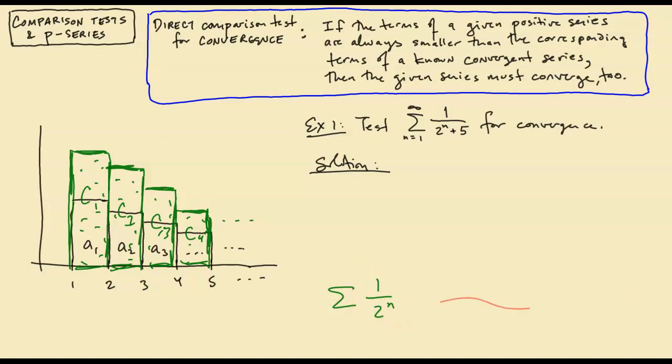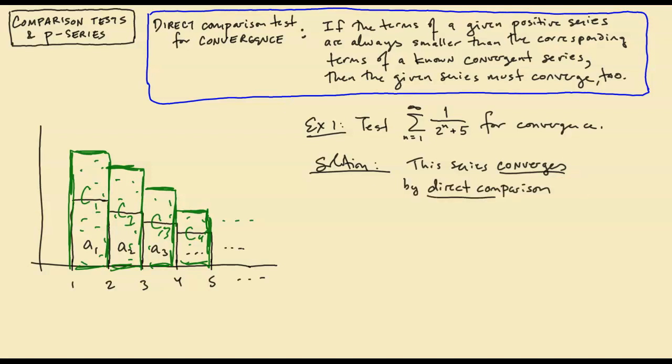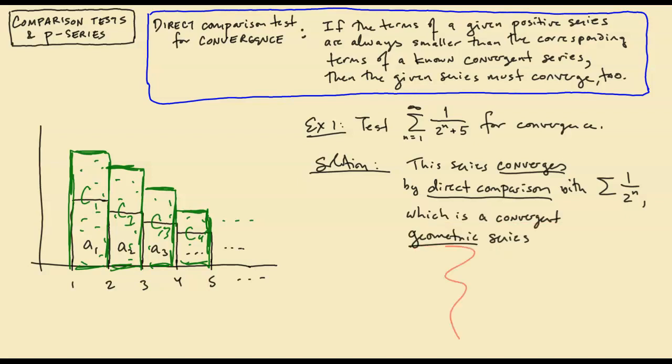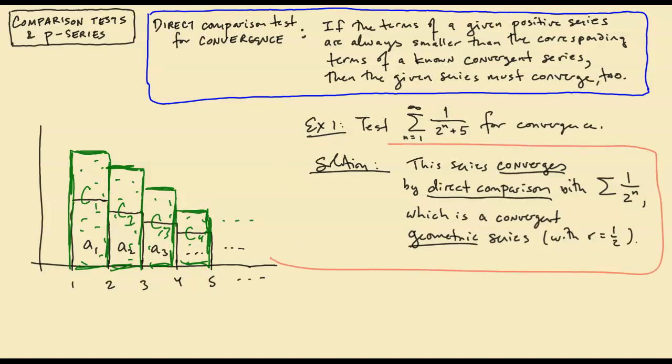So now let's forget about our scratch work and write it up a little more carefully. This series converges, but we're not stopping there because no one's interested in your opinion. We want to know why it converges. By direct comparison, so now we're writing down the test we're using, but direct comparison with what? With this series. Good, but how do we know that series converges? Well, we'll just write a phrase indicating how we know, which is a convergent geometric series with r equals a half. And now we have a complete explanation. Put that on your exam and you get a big check.